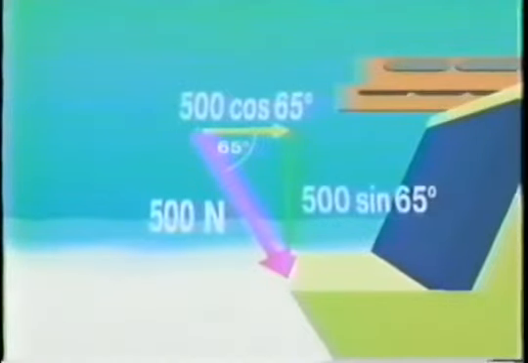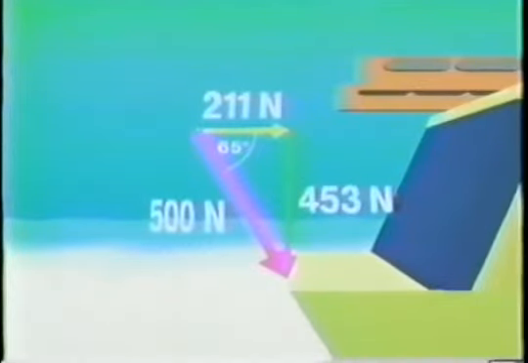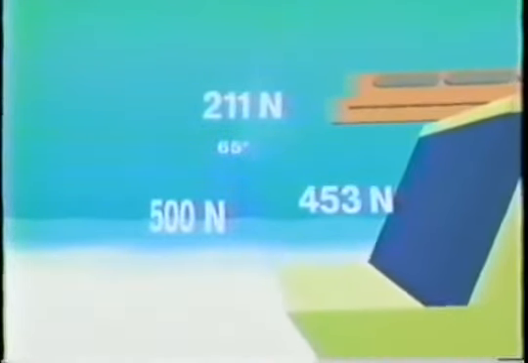The horizontal component is 500 cosine 65 degrees, and the vertical is 500 sine 65 degrees. That's about 211 and 453 newtons respectively. So, when Jim pushes with 500 newtons of force at 65 degrees, only 211 newtons are actually used to move the car forward. And unfortunately for him, 453 newtons are completely wasted, pushing the car deeper into the snow. Definitely not the best position.